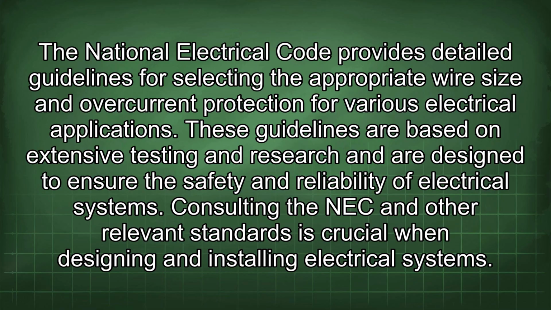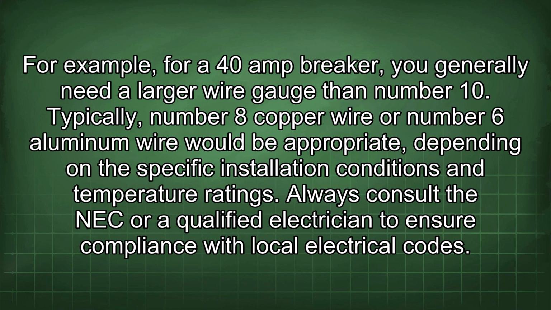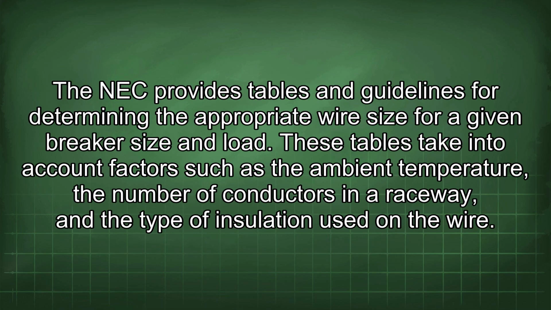Consulting the NEC and other relevant standards is crucial when designing and installing electrical systems. For example, for a 40 amp breaker, you generally need a larger wire gauge than number 10. Typically, number 8 copper wire or number 6 aluminum wire would be appropriate, depending on the specific installation conditions and temperature ratings. Always consult the NEC or a qualified electrician to ensure compliance with local electrical codes. The NEC provides tables and guidelines for determining the appropriate wire size for a given breaker size and load. These tables take into account factors such as the ambient temperature, the number of conductors in a raceway, and the type of insulation used in the wire.